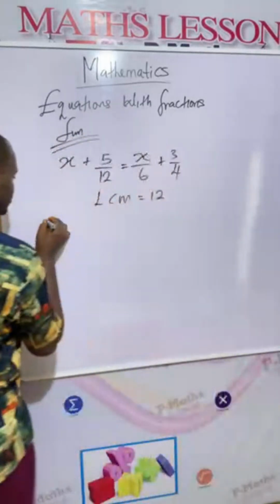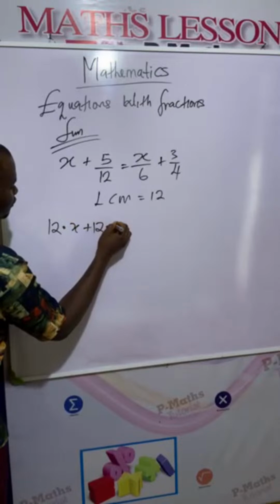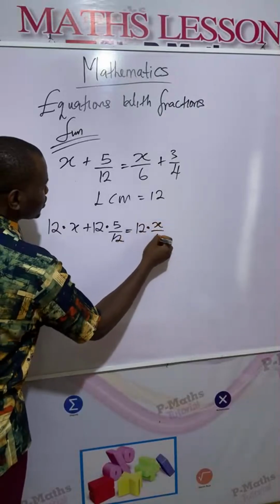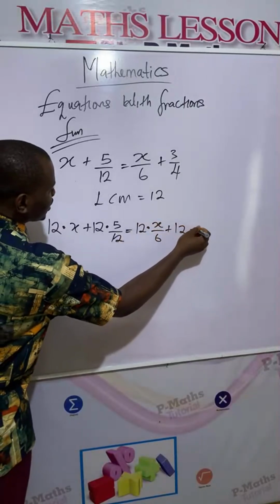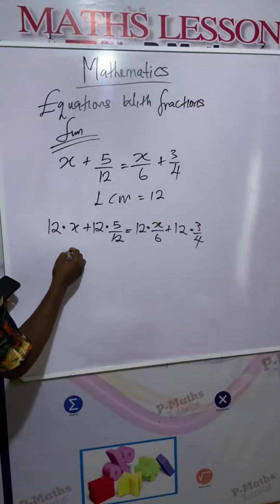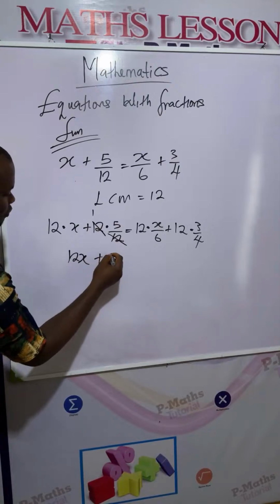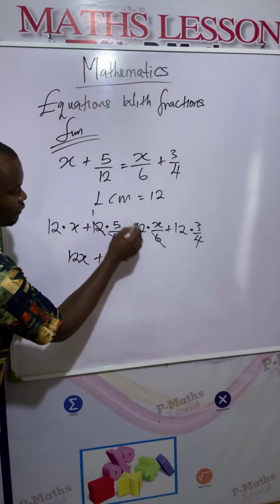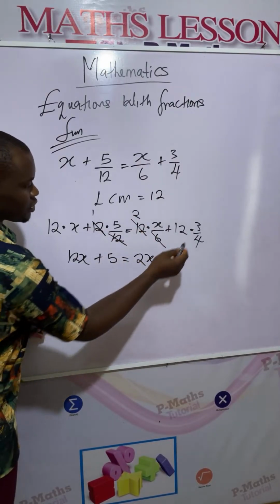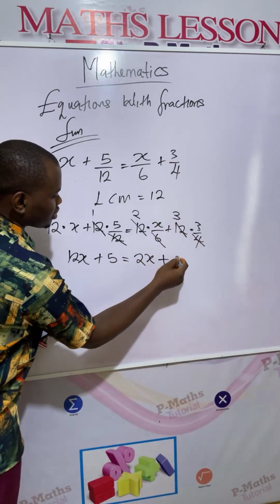So I would have 12 multiplying x plus 12 multiplying 5 over 12 equal to 12 multiplying x over 6 plus 12 multiplying 3 over 4. Let's simplify. 12 times x is 12x. 12 divides 12, 1. 1 times 5, 5. 6 divides 12 to give us 2. 2 times x, 2x. Now 4 divides 12 to give us 3. 3 times 3 is 9.